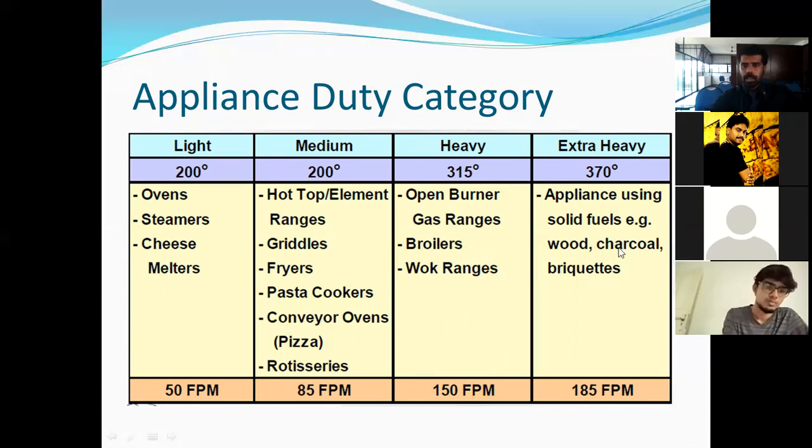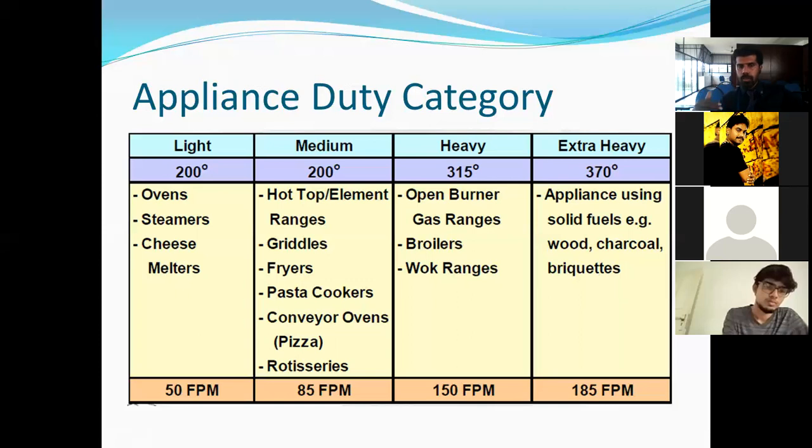Now there are extra heavy appliances. Even the temperature can go to 370. Appliances using solid fuels like wood, charcoal, briquettes, all these come under extra heavy duty appliances. The velocity can go even to 185 fpm, not 160. So these are the different duty categories according to the appliances.